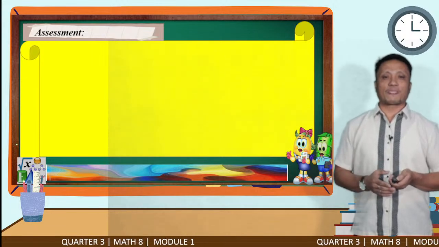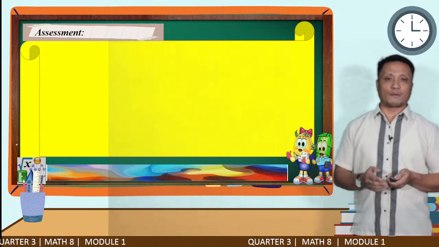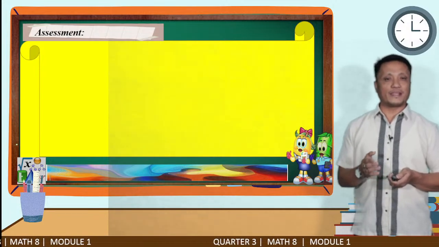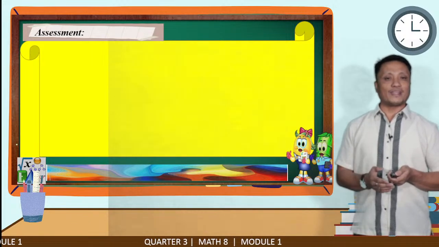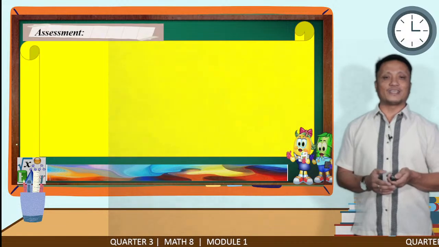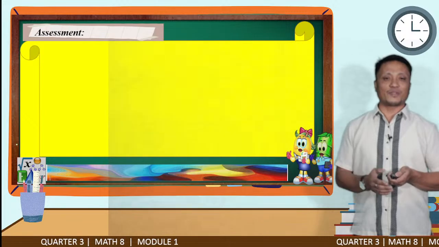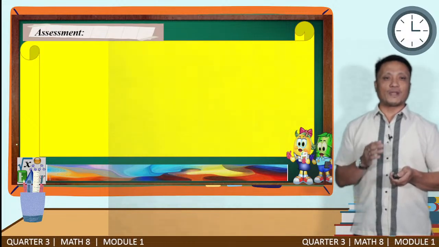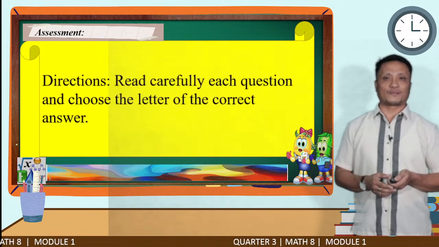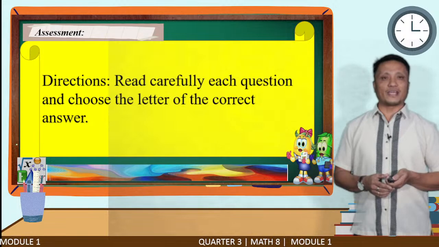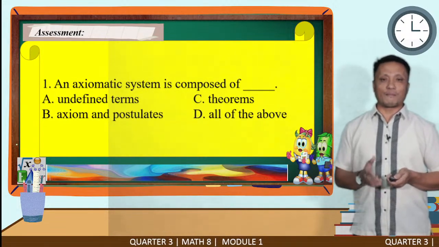Now I think you are now knowledgeable about our lesson. You have understood our topic about undefined terms and defined terms. So this time, it is time to evaluate our learnings by answering this assessment. Are you now ready? Get ready with your answer sheet, and also feel free to write down your answers in each of the question. Directions. Read carefully each question and choose the letter of the correct answer. Let's go to number 1.